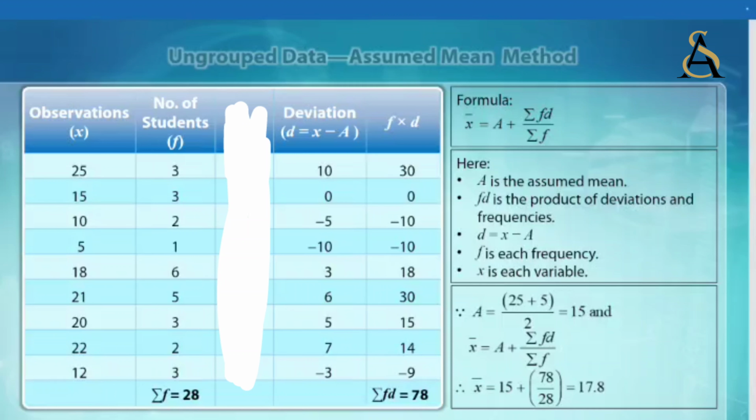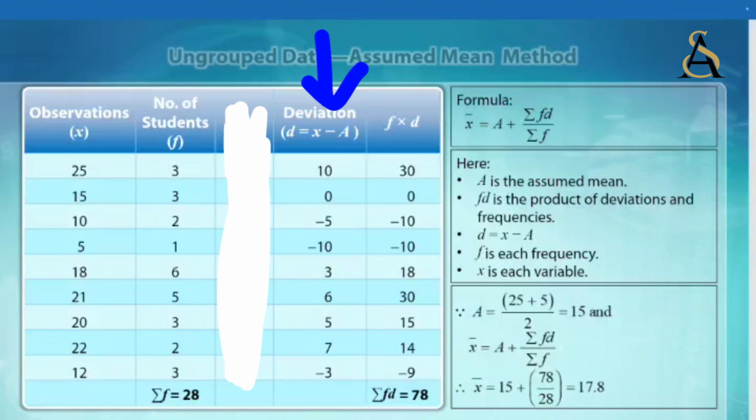So the question says there are different observations given, and the number of observations are given. Then we have the number of students, which is the frequency. We will calculate the deviation from the assumed mean. Assumed mean here also is 15. So from 15 we are going to subtract the value given at x.